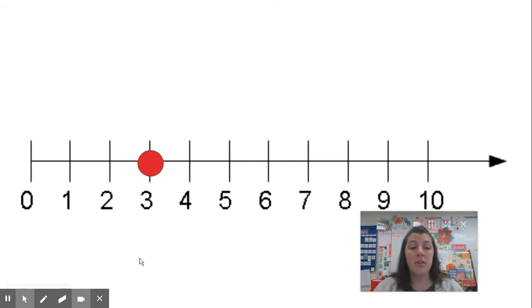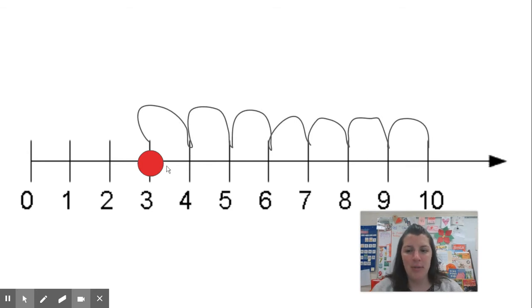Lots of my friends knew that you need to make jumps from where we're at, the number 3, all the way down to the number 10. So I know I made some jumps that are kind of crazy looking, but follow along with me. So I drew my jump here to go to the next number. Then I went to the next number and the next number and the next number, and then I got to 10.